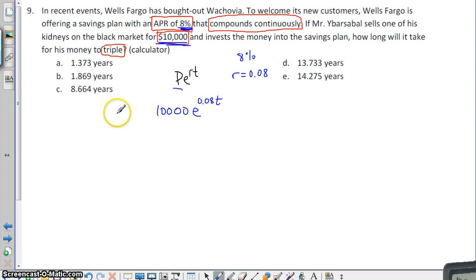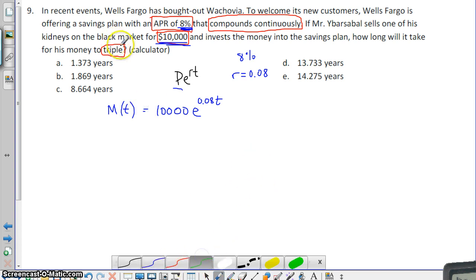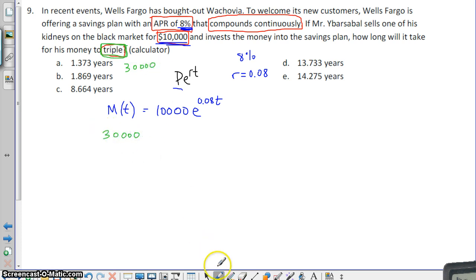So this is going to be my bank account. Let's say my savings account, and we'll call it M for my account. Looks like this. If I want the money to triple, that means it's going to end up looking like 30,000, hopefully. So this would help me triple my money.